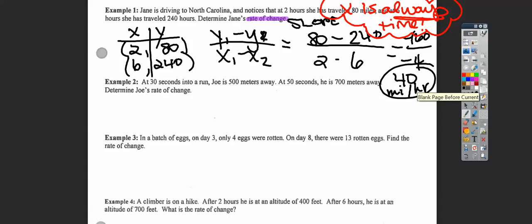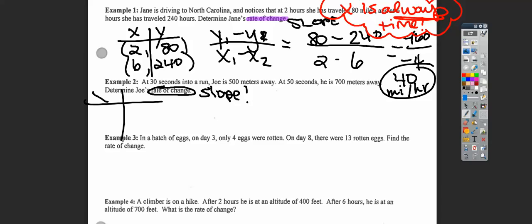So if I go ahead and look at example 2, it says at 30 seconds on a run, Joe's 500 meters away, and at 50 seconds, he's 700 meters away. Determine Joe's rate of change. So I see the word rate of change, and I instantly go, hey, that means slope. So I'm going to set up a table, and I remember x is always time. So what's it going to be, 30 seconds or 500 meters? It's going to be 30 seconds because that's time. He's 500 meters away. That's the outcome. And at 50 seconds, he's 700 meters away. And if I put parentheses around these and a comma between them, they look like wonderful ordered pairs.